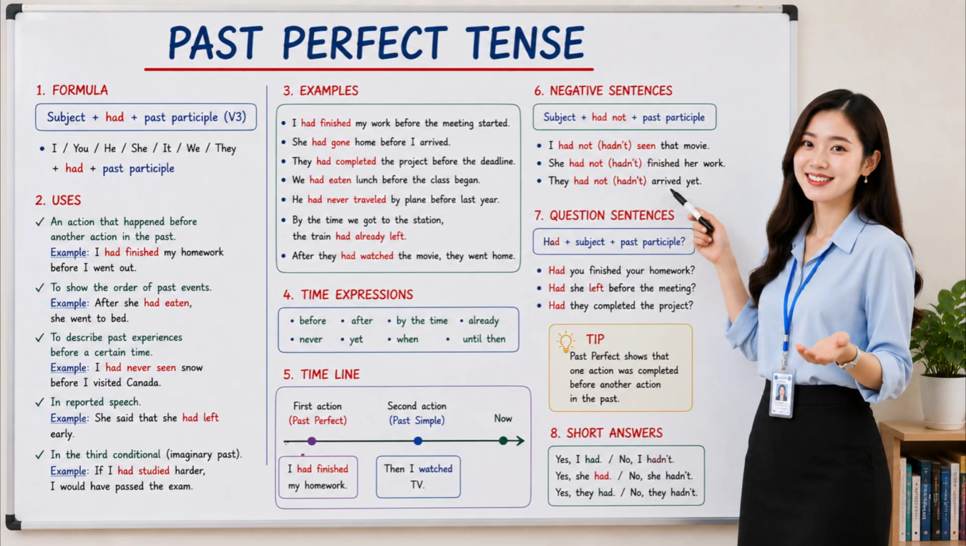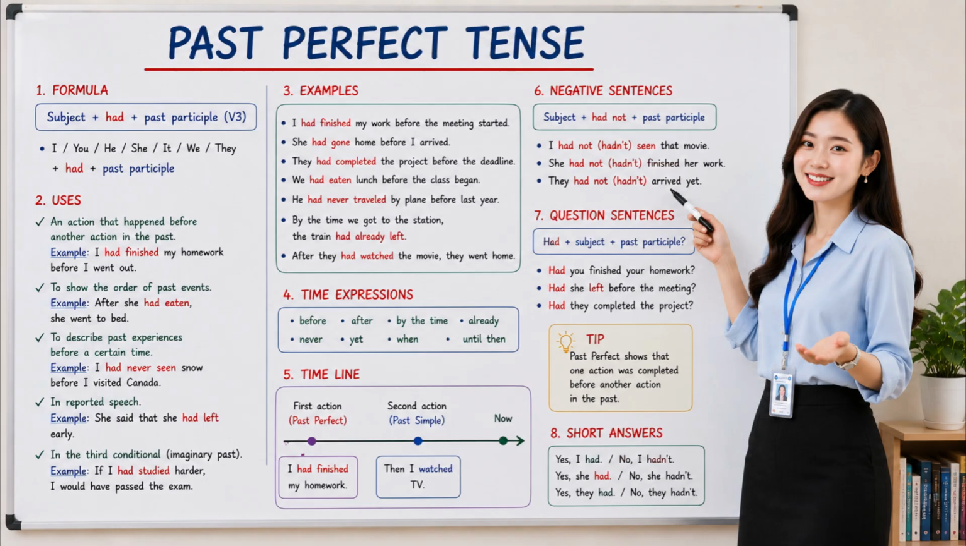The past perfect tense is used to talk about an action that happened before another action in the past. It helps us show the order of two past events. In simple words, the past perfect tells us which action happened first and which action happened later. This tense is very useful when telling stories, describing past experiences, and explaining a sequence of events.